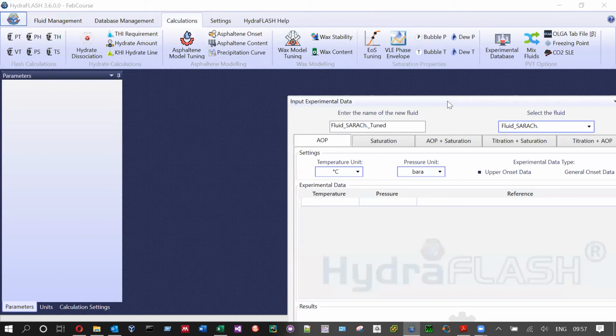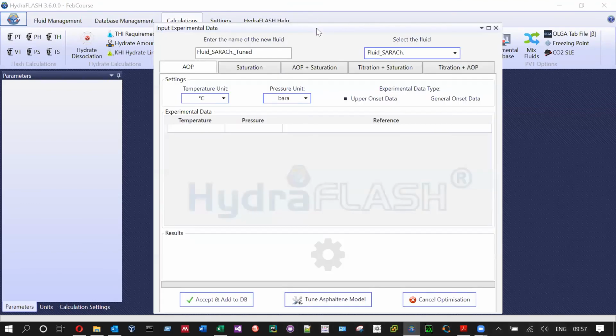And for asphaltene, we use the PC-SAFT equation of state. PC-SAFT equation of state is different from cubic equations of state. It's called a molecular equation, which takes into account all these molecular interactions, and it is very good for wax and asphaltene predictions. So in asphaltene model tuning, you have different options.